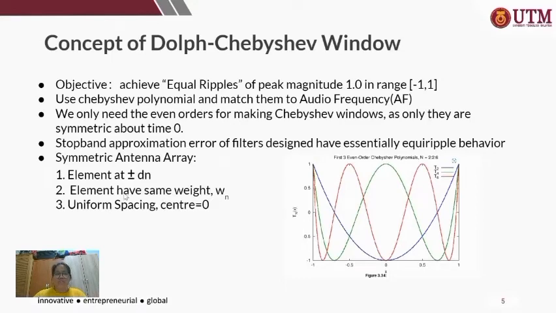So there are three conditions, right? First, elements at plus minus dn. For example, this is negative dm, and this is positive dm. The example given here is -1 and 1. Second, elements have the same weight bn. So the weight is for this one. And third, uniform spacing with the center equal to 0. We can see that 0.